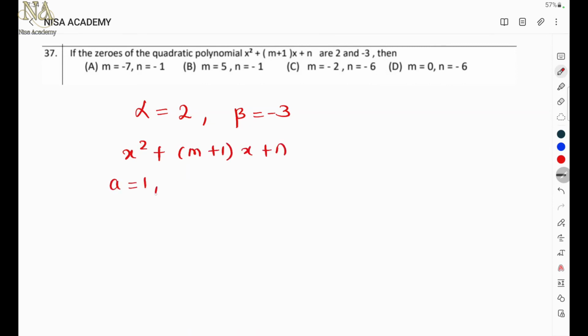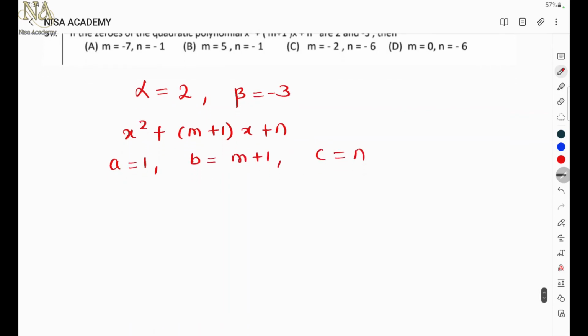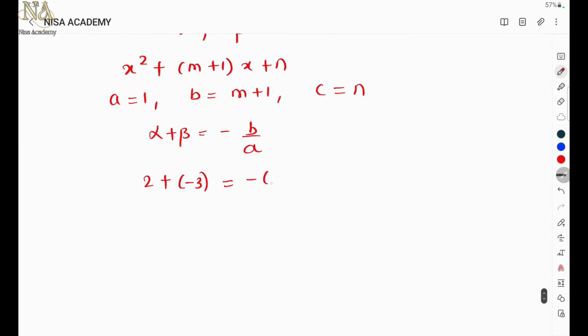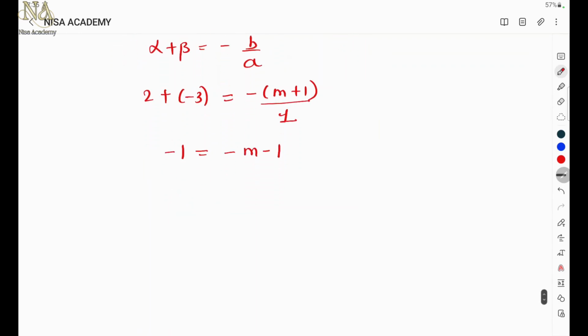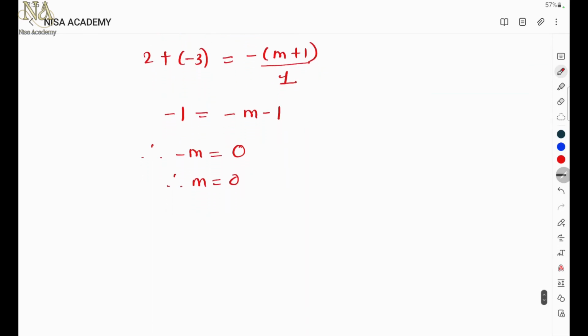Let's compare. a is equal to 1, b is m + 1, c is n. We know that alpha plus beta is -b upon a. So alpha is 2, beta is -3. -b is what? -(m + 1) upon a, which is 1. So 2 minus 3, which is -1. This is -m - 1. So therefore, -m is equal to -1 plus 1, which is 0. Therefore, m is equal to 0.